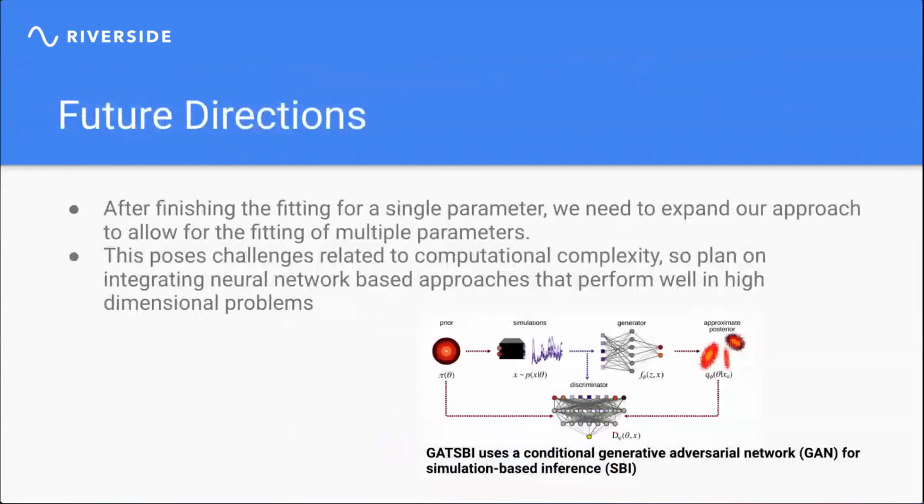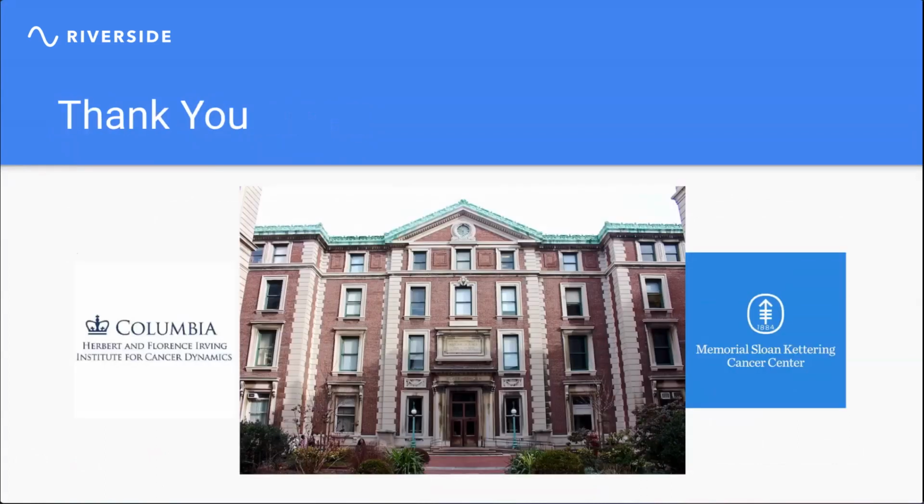And after fitting for a single parameter, which was the missegregation rate, we need to expand our approach to allow for the fitting of multiple parameters. This poses challenges related to computational complexity with regards to a very simple algorithm like ABC, because it requires that you simulate every combination of parameters. So we plan on integrating neural network-based approaches that perform well in high-dimensional problems, something like this example, which is generative adversarial training for simulation-based inference, which utilizes neural networks to perform inference.